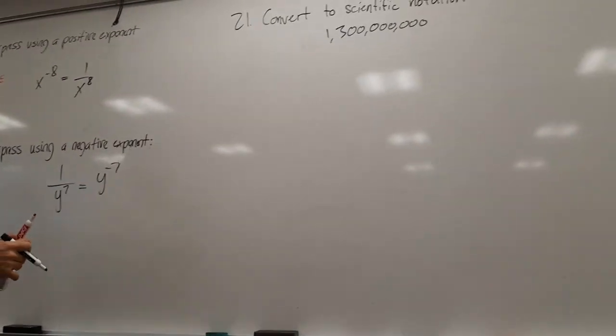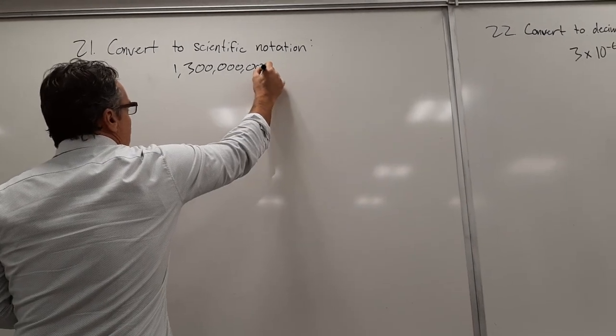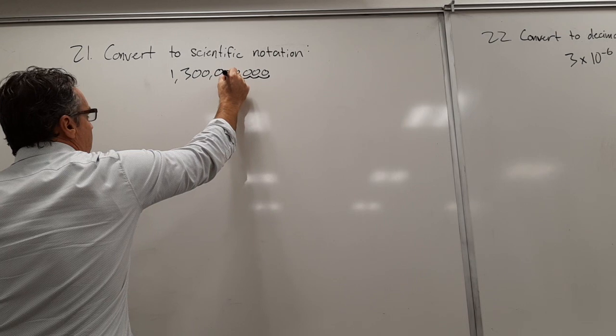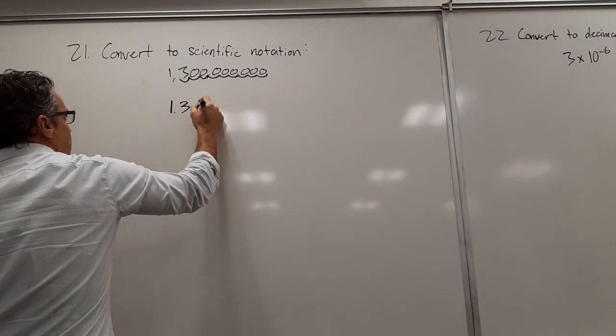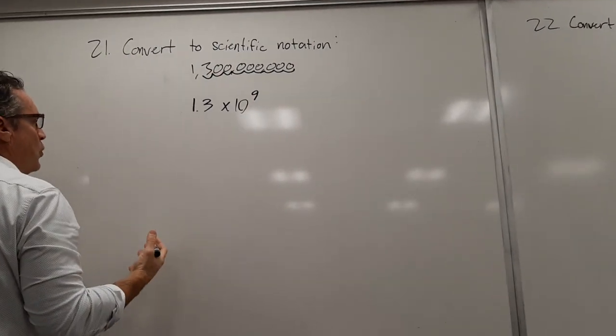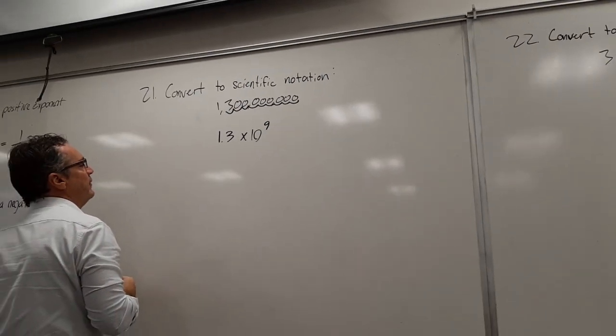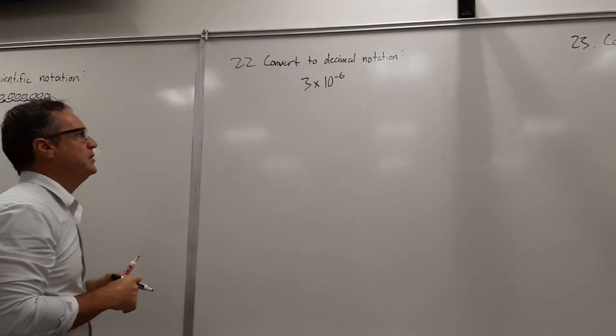Number 21, convert to scientific notation. We know we need to move the decimal 1, 2, 3, 4, 5, 6, 7, 8, 9 places. 1.3 times 10 to the positive 9, because the original number was more than 1, and we moved the decimal to the left.